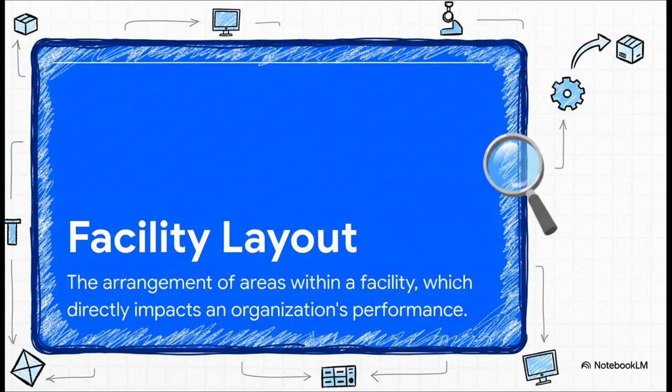In English, facility layout is the strategic arrangement of all the elements within a facility. We're talking machines, workstations, departments, even where people stand. This arrangement isn't just about looking neat, it's a critical factor that directly impacts how well and how fast an organization can get things done.